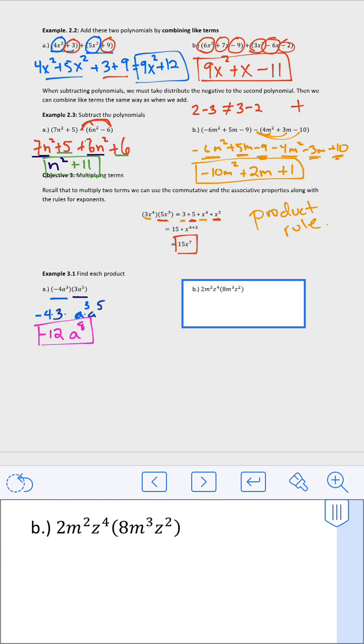Cool. In this last example of two terms being multiplied, we have multiple variables, but that doesn't matter. Remember, notice everything here is still being multiplied, right? It's all still being multiplied. So I'm going to let you guys try this out. Use that commutative property, that switch around rule, and see if you can come up with what you get when you simplify 2m squared z to the 4th times 8m cubed z squared. So pause the video now and give it a shot.